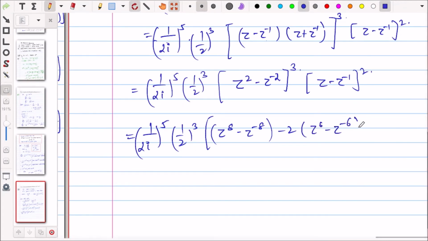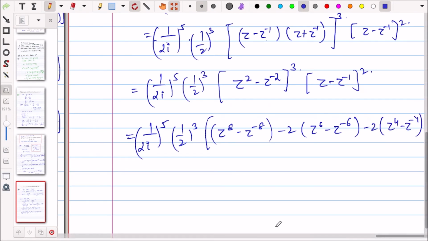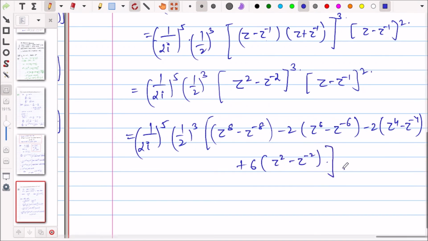2z6 minus z6. So इस फॉर्म में आ जाती है, ये पूरे टर्म जो है इस तरह से ही बन जाता है तुम्हारा ये -2 z4 minus z4 plus 6 z2 minus. ठीक है, is it fine? And then we use this formula.